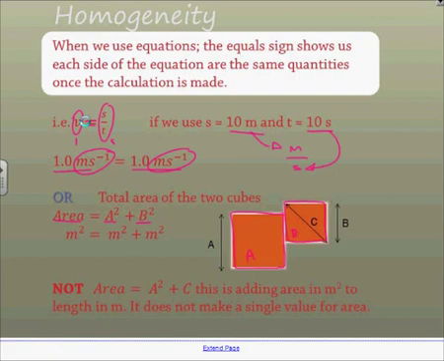If you look at the units of these, area is measured in meters squared, or it could be centimeters squared or millimeters squared. A has the same unit, and B also has the same unit. So we can say that this equation works.